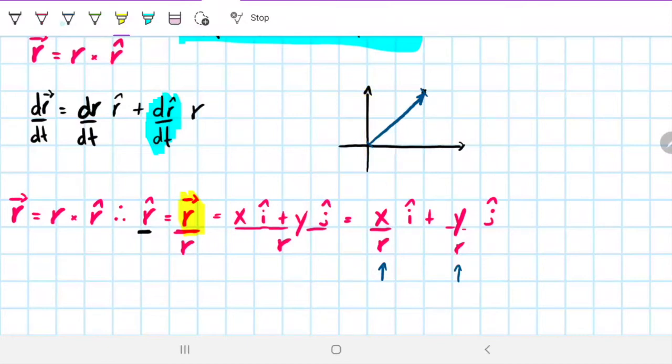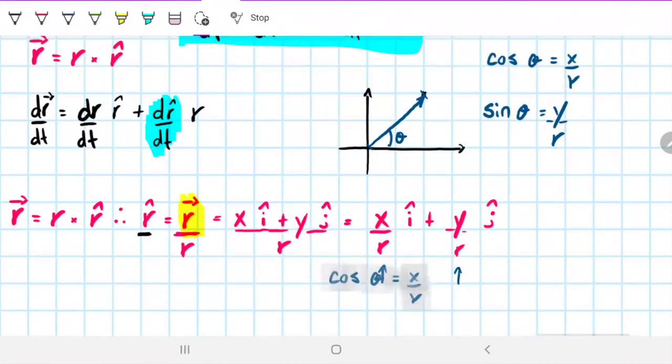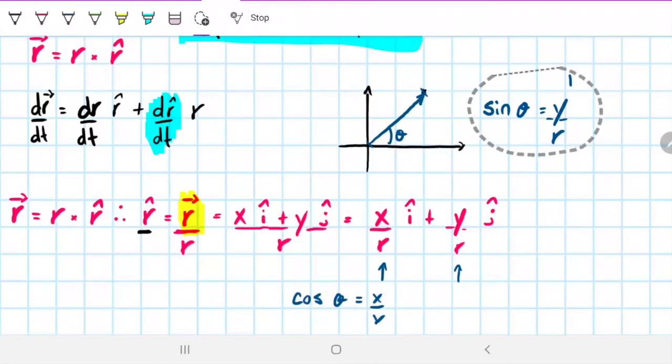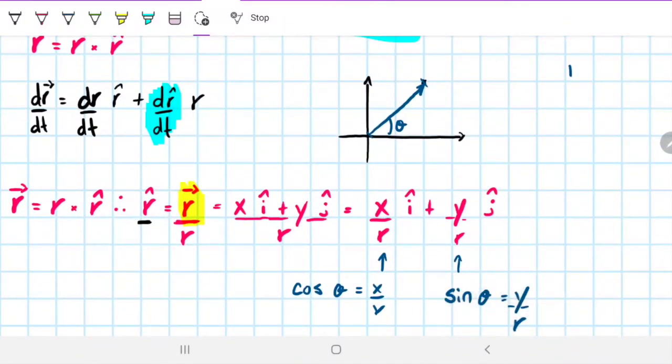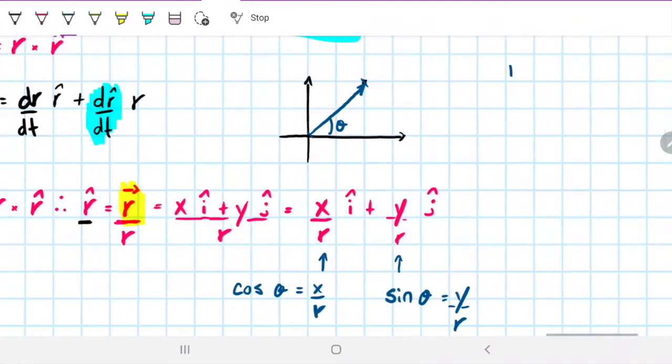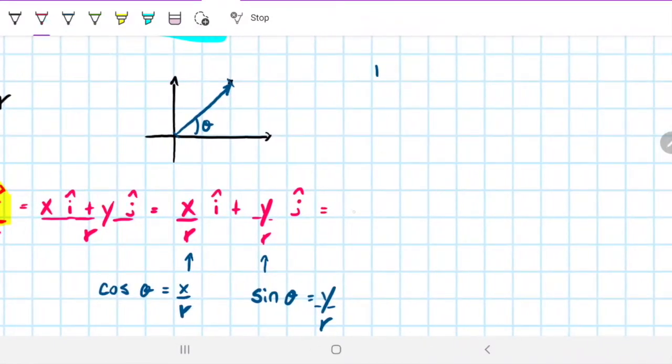And we know there's a relationship between them because of theta. If we take the sine of theta, that is simply the distance y divided by r. And the cosine of theta is the distance x divided by r. So where I have x over r and y over r, I can substitute cosine and sine of theta. So this equals the cosine of theta times i hat plus the sine of theta times j hat. So we just defined our hats.